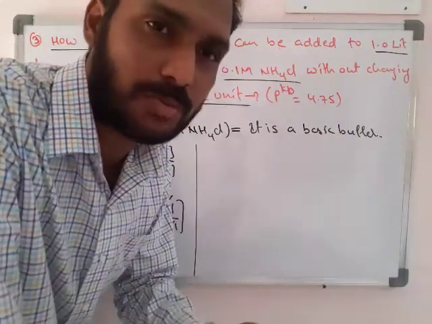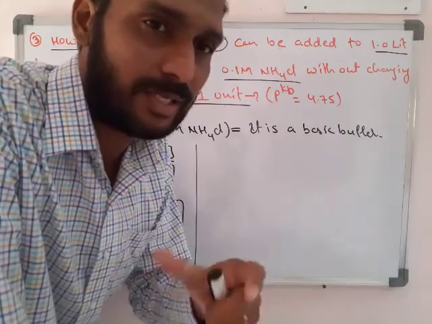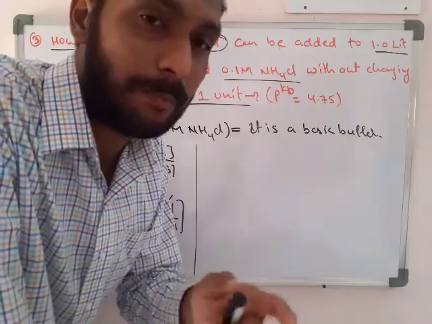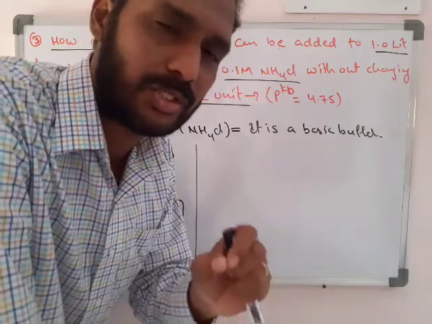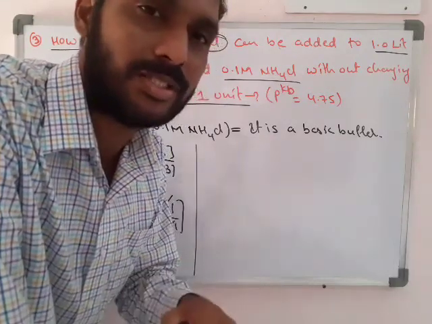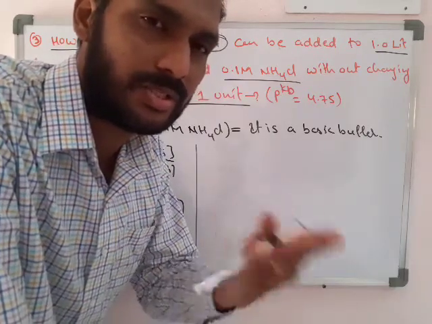So in the last problem we added a base. Here, if we add acid to this basic buffer, the base concentration decreases because acidic power increases, and the salt concentration increases.